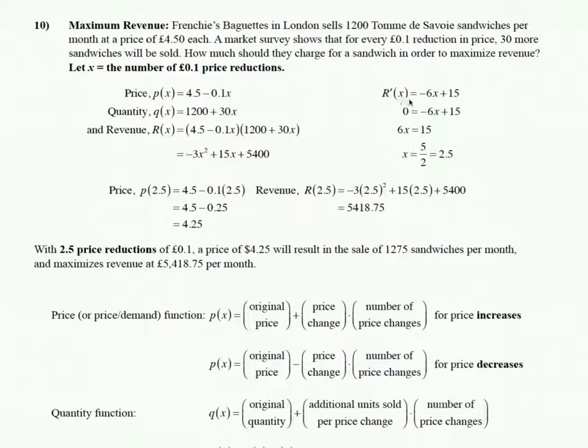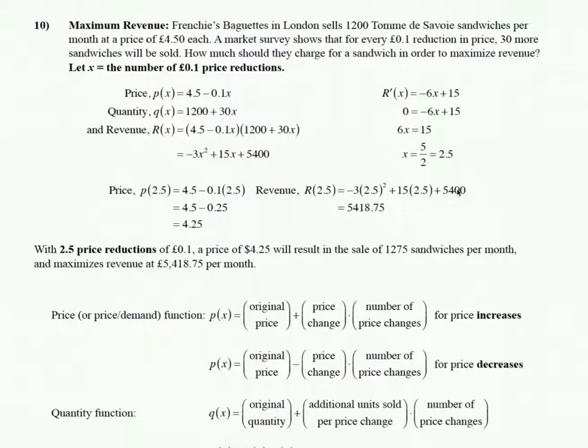So the derivative of the revenue function is negative 6x plus 15, and we solve for x by adding 6x to both sides and dividing both sides by 6. And simplified, that gives us x is equal to 5 over 2, which is 2.5. So 2.5 is the number of price changes that we should make to maximize revenue.